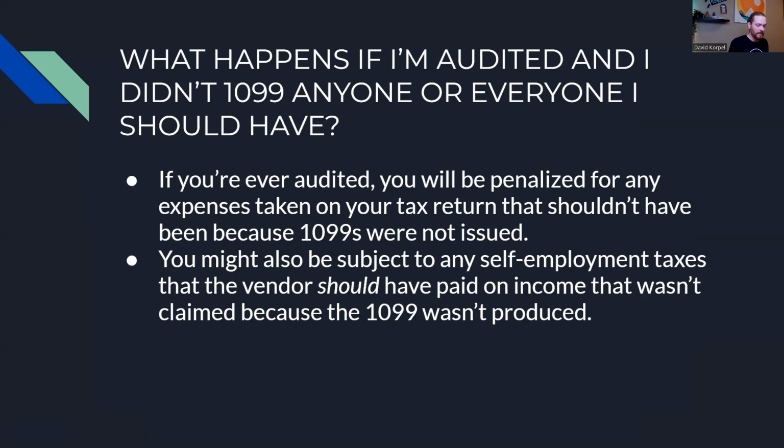So if you should have issued a 1099 for $10,000, your vendor didn't claim that $10,000 that they received from you because they didn't have a 1099, so they figured it wasn't going to be taxable, and you're found out, you might actually be on the hook for the self-employment taxes on that $10,000.